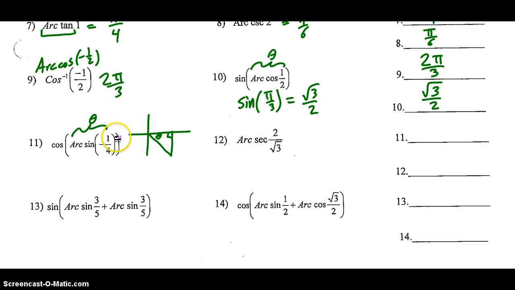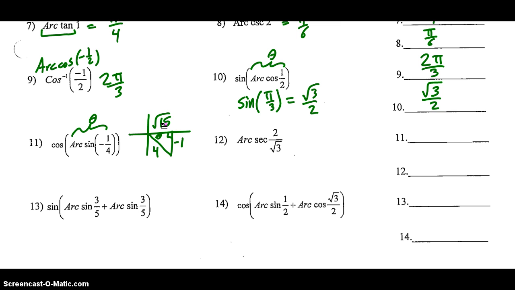Sine, in triangle terms, is opposite over hypotenuse, so opposite is 1, obviously negative because it's down below, and my hypotenuse is 4. A quick Pythagorean theorem tells me this will be 16 minus 1, so this is radical 15.